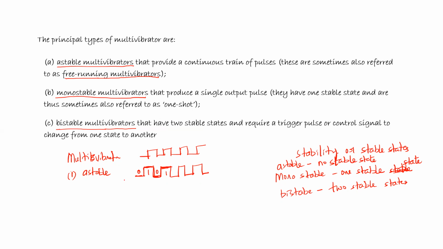Fine. Now the second one that we are seeing is monostable. In monostable, what's happening? Suppose a state is zero. It will continue to be at zero because this is a stable state. Suppose zero is the stable state and it will continue to be at the zero state.